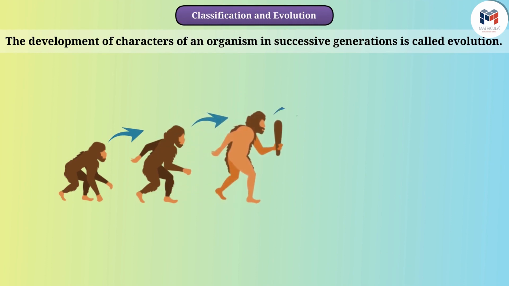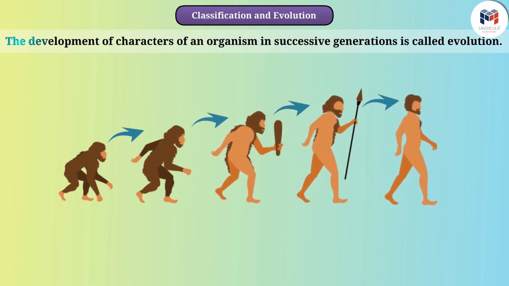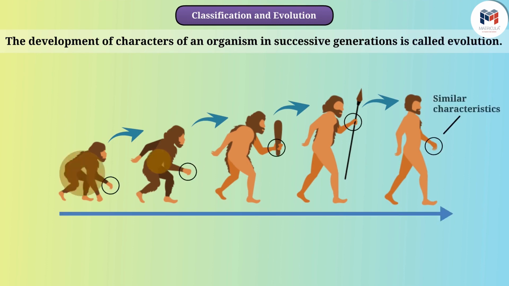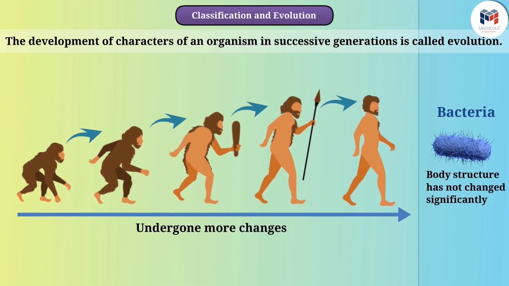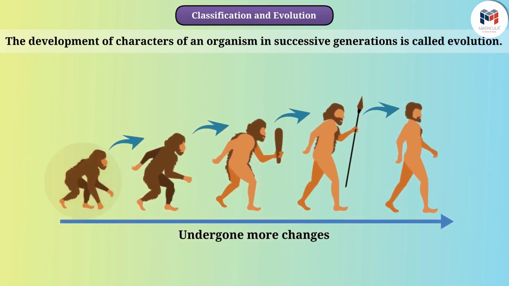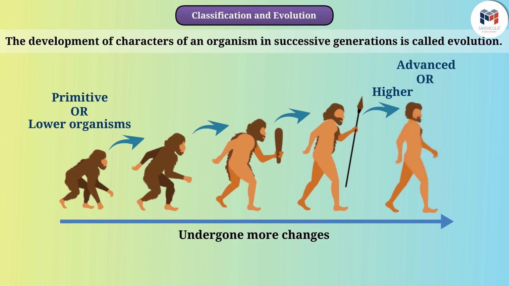Classification and evolution. The development of characters of an organism in successive generations is called evolution. A hierarchy built on the basis of similar characteristics gives an idea of how an organism must have evolved. We also find that the body structure of some organisms has not changed significantly, whereas other organisms have undergone more changes. We call the first type of organisms primitive or lower organisms, whereas the second type of organisms are called advanced or higher organisms.